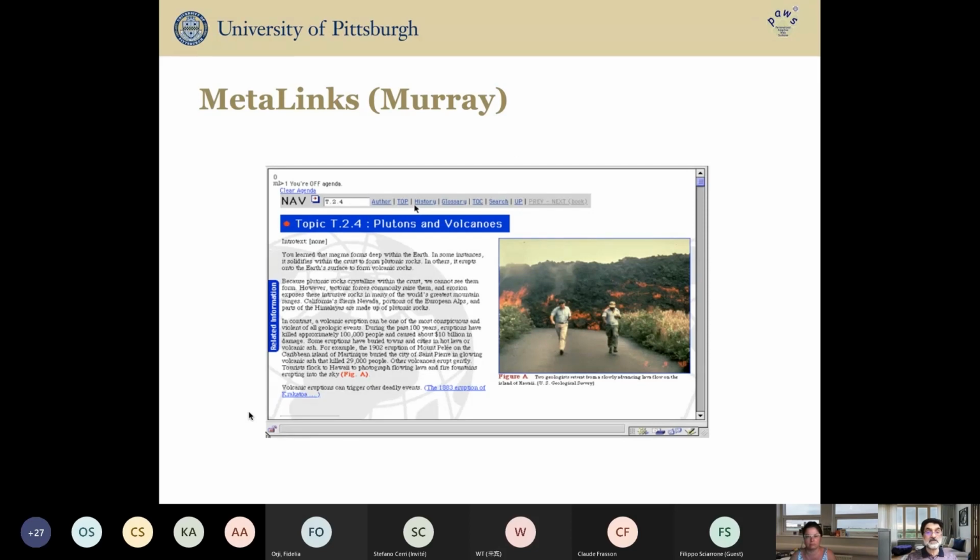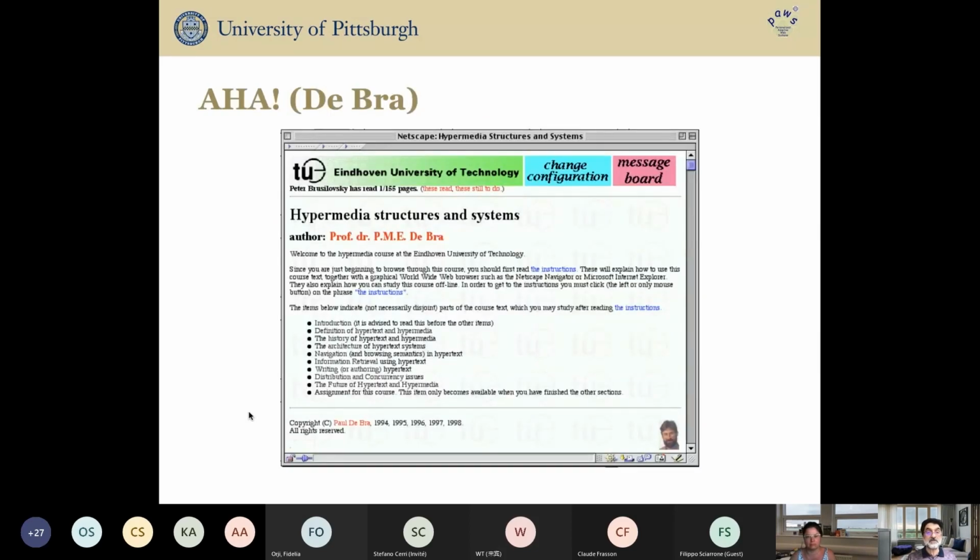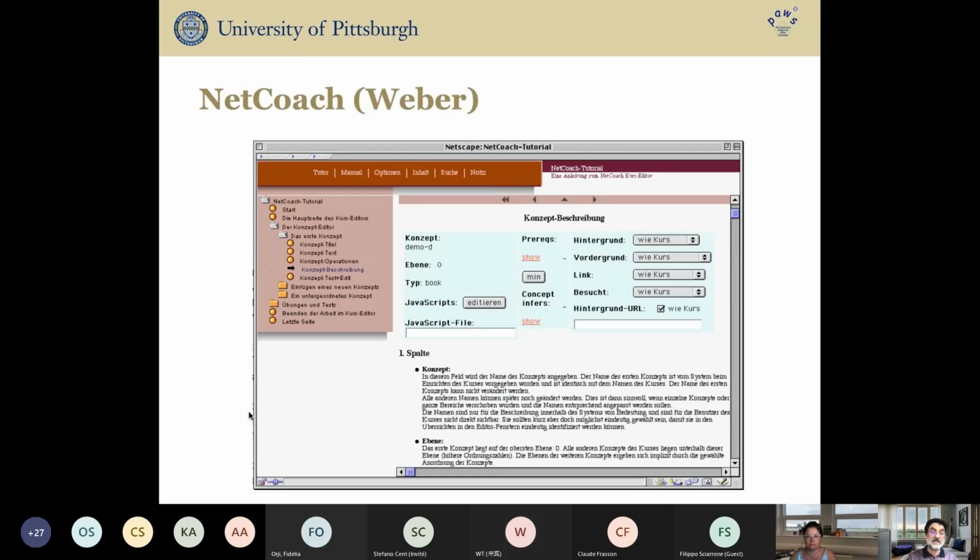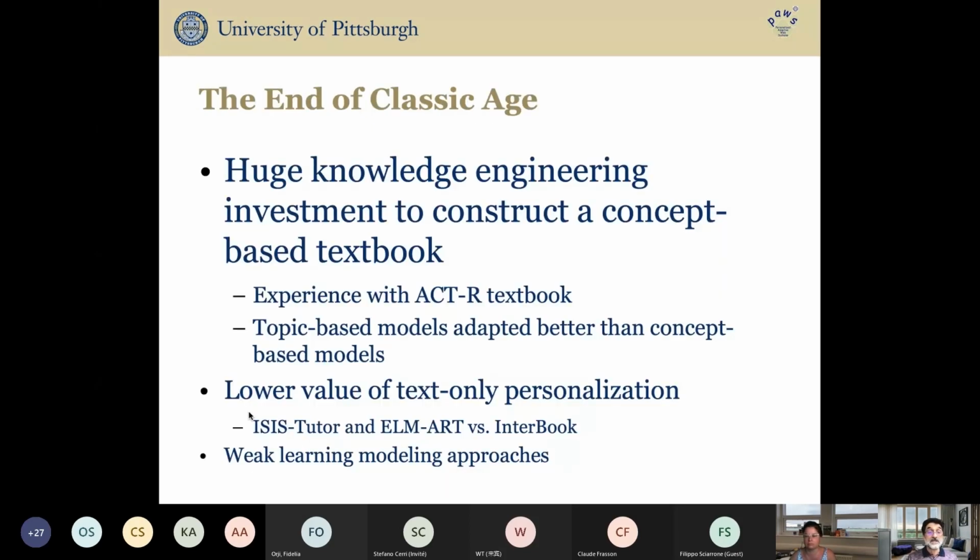And this is just a bit more examples of the systems which have been built at the time: AHA, Metalinks, NetCoach, just to show you more than just our work. But at the same time, the classic age came to an end, and to some extent, the authoring systems which have been built by a lot of different people, including Alexander, I'm sorry, I can't really cite everyone because there are so many contributors in the field, to some extent undermined the original success.